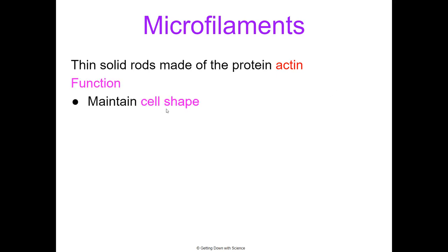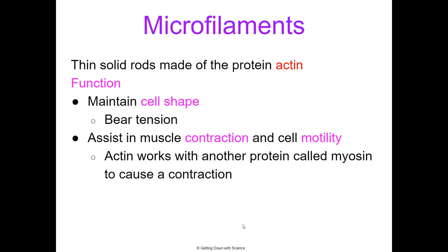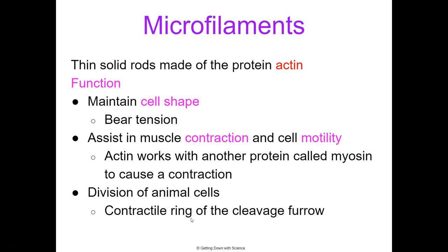So these are all about maintaining cell shape. When it says they bear tension, what it means is they can handle a lot of pressure, or push or pull, a lot of tension on them. So they're going to assist with muscles contracting and also with cell motility. So they'll play a role as well in terms of flagella and cilia, things like that. Actin typically also works with another protein called myosin to form that contraction. When we are dividing the animal cell, the contractile ring that forms the cleavage furrow is actually made of microfilaments.